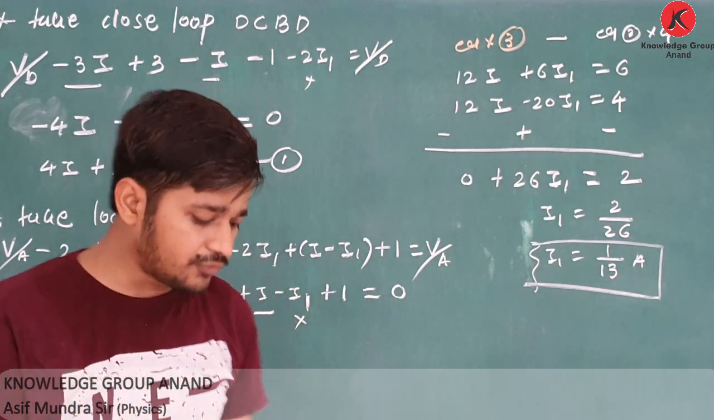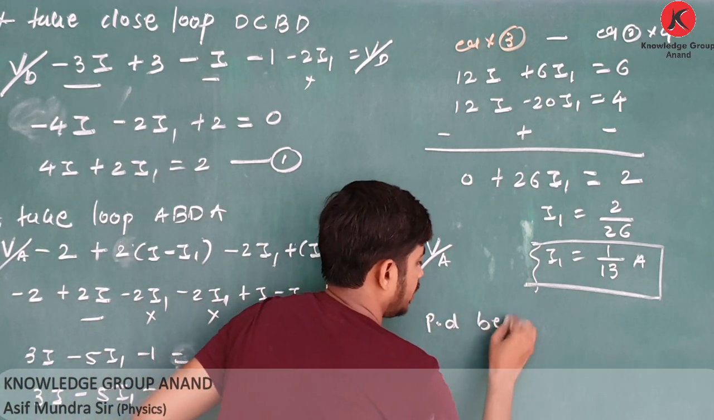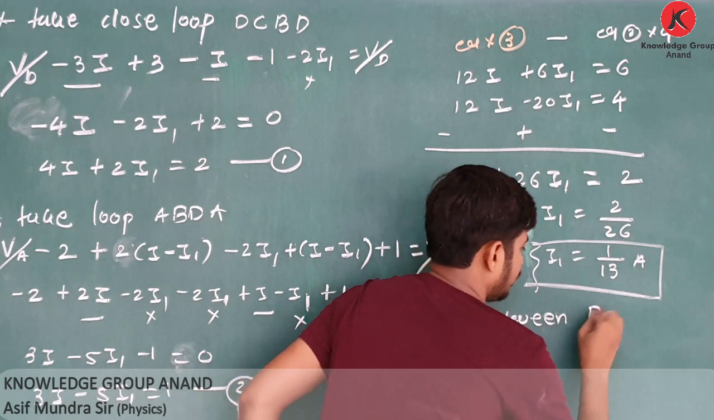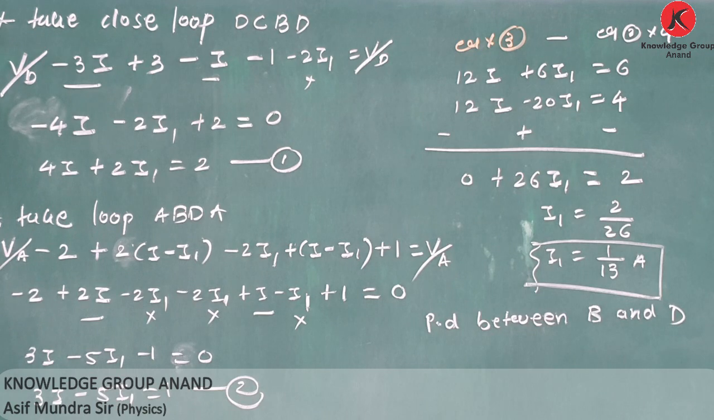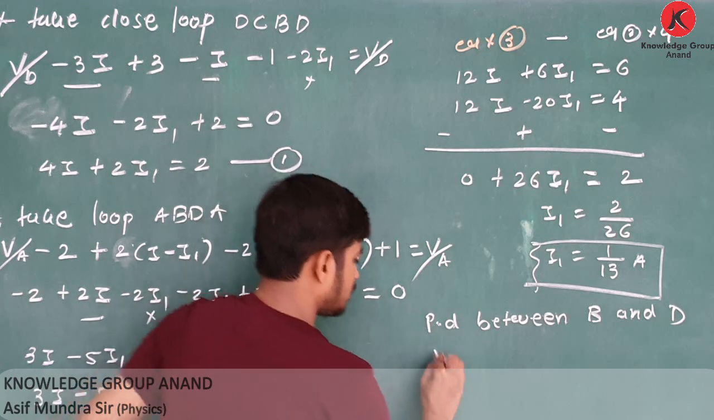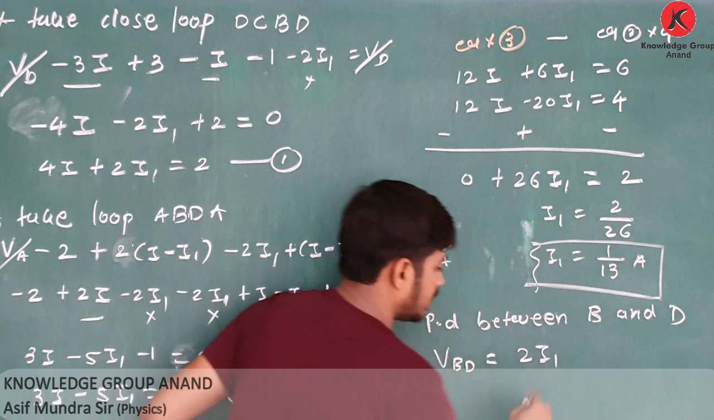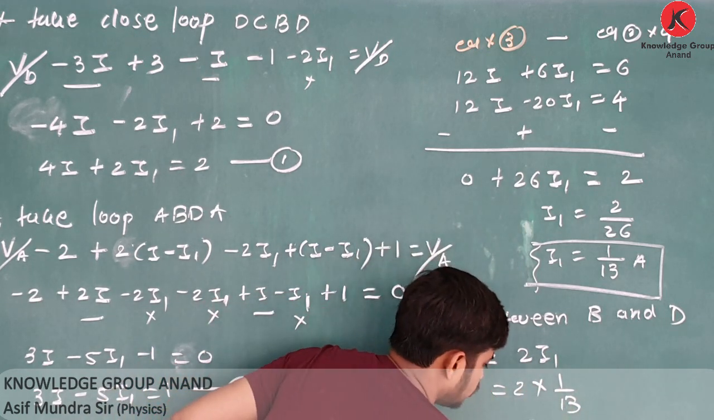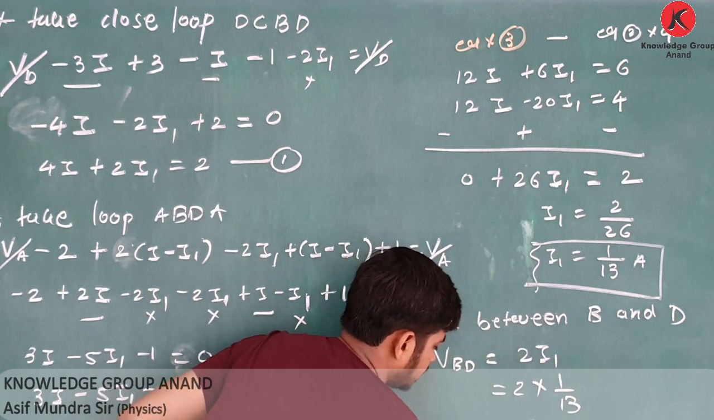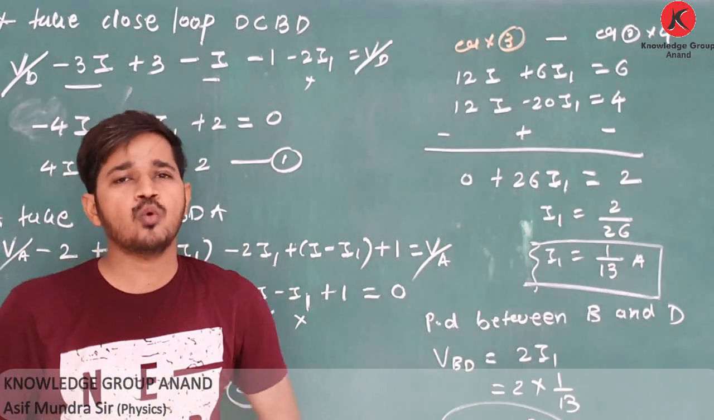Now how to find potential difference between points B and D? See, current flowing from B to D is I1 and resistance between B and D is 2. So potential difference between B and D, VBD is equal to 2I1 is equal to 2. What is value of I1? It is 1 upon 13. So yes, it is 2 upon 13 volt, potential difference between points B and D.